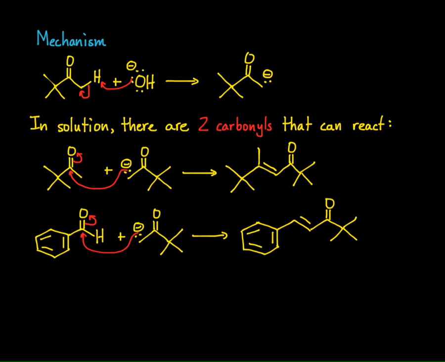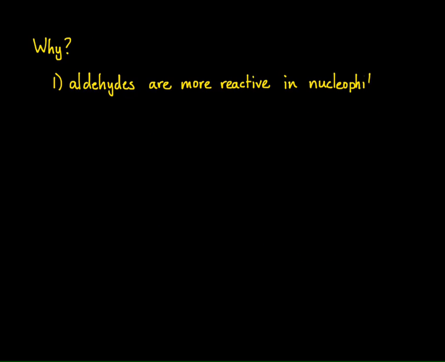Now, if we compare the two enones, the one at the bottom with the phenyl group is actually the favored product. And if we think about why this is the case, it becomes fairly apparent. So the first thing that we have to realize is that aldehydes, going back to reactivity of aldehydes and ketones, we already know that aldehydes are more reactive in nucleophilic addition reactions than ketones are, right? The ketone has the two alkyl groups that stabilize that carbonyl and decrease the electrophilicity.